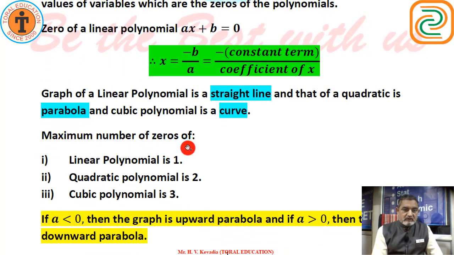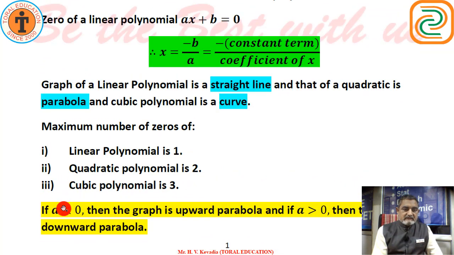The maximum number of zeros of a linear polynomial is 1. Any linear polynomial has only one zero. A quadratic polynomial has a maximum of 2 zeros, whether it may be 1 or 2. A cubic polynomial has 3 zeros maximum. It may have no zeros, 1 zero, 2 zeros or 3 zeros, but not more than 3. So these are the maximum zeros of polynomials.